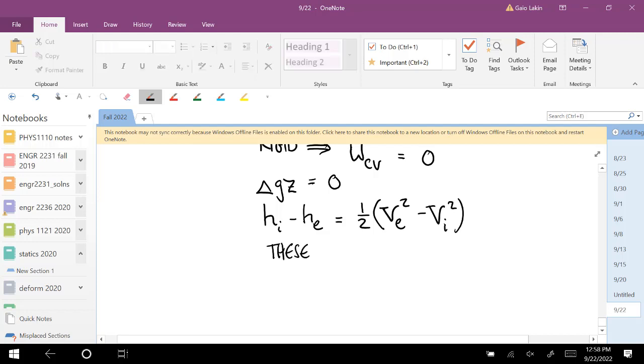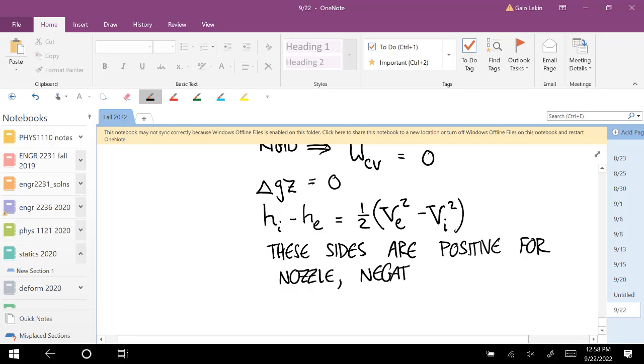And so for these sides to be positive, we would need the speed to be higher at the exit and the enthalpy to be higher at the inlet. And so these are positive for a nozzle, and negative for a diffuser.